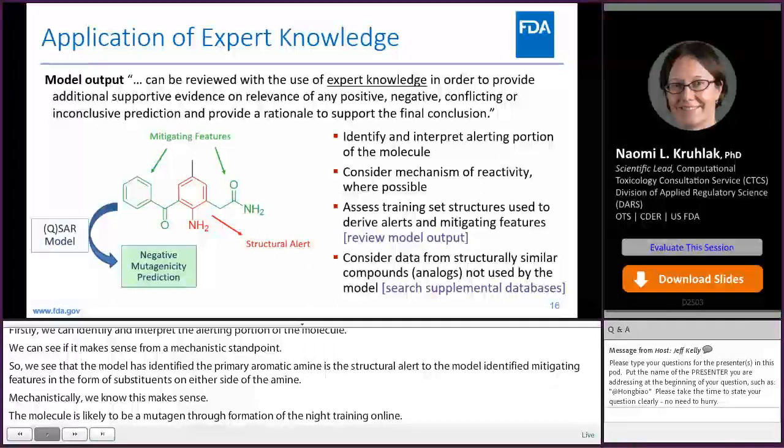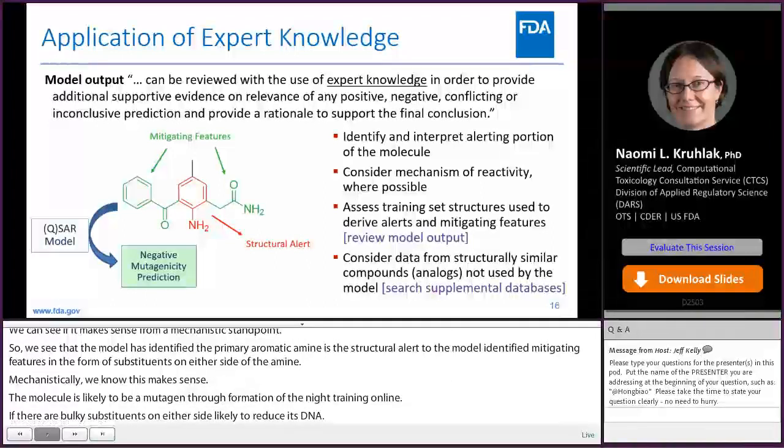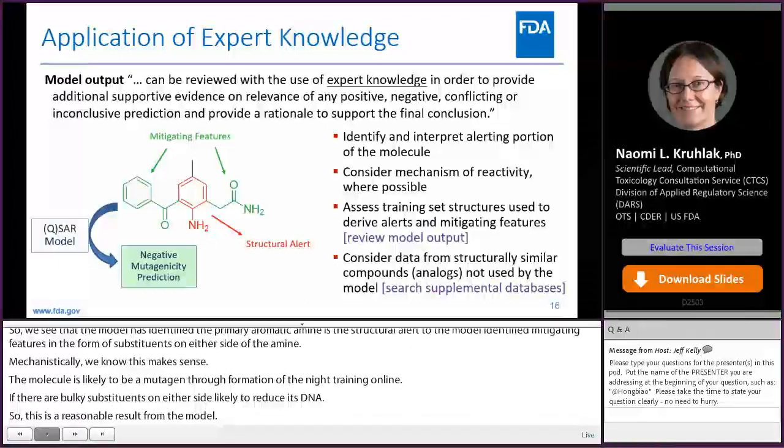So this is a reasonable result from the model. We can then look at the training set structures that were used to derive both the alerts as well as the mitigating features to make sure that they are actually structurally similar to our impurity of interest. This is information that we can extract from the model output in some cases.